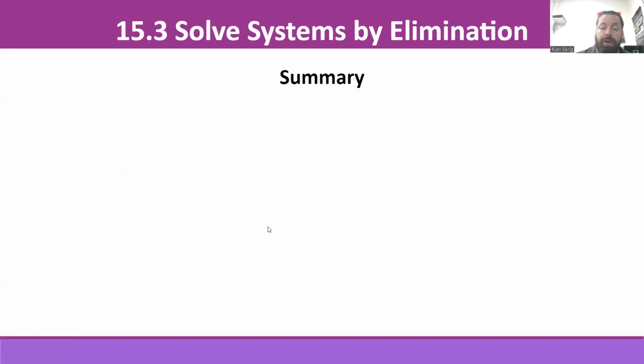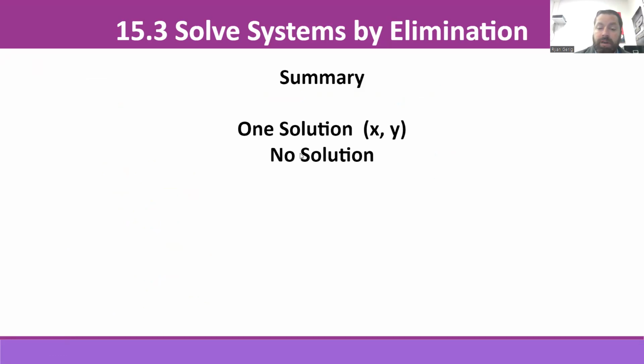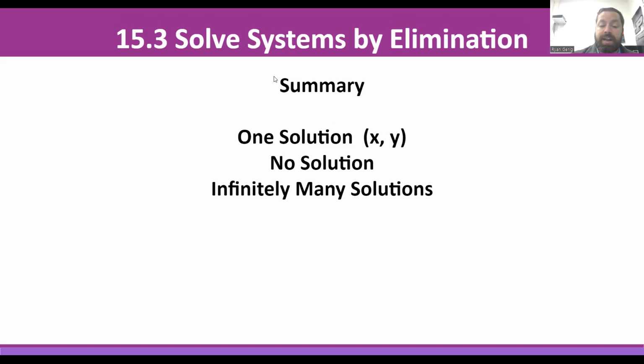All right, quick summary. We've talked about this for 3 lessons now. A system could have one solution, a system could have no solutions, and a system could have infinitely many solutions. All right, I'm going to use my writing tool to show you how this looks algebraically with elimination.